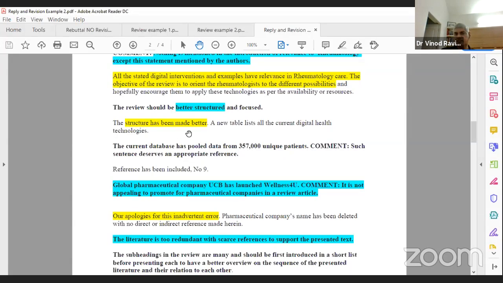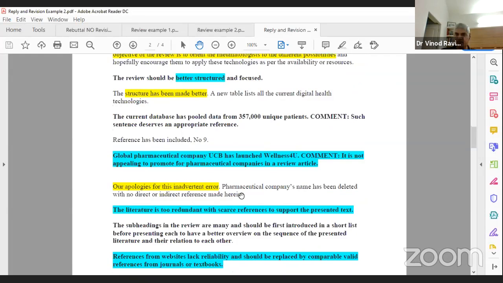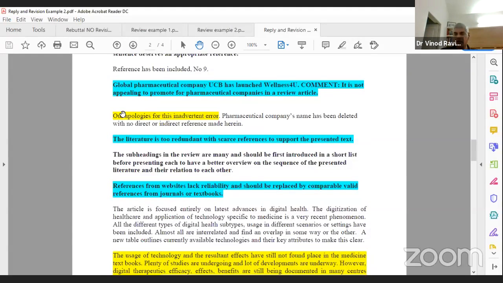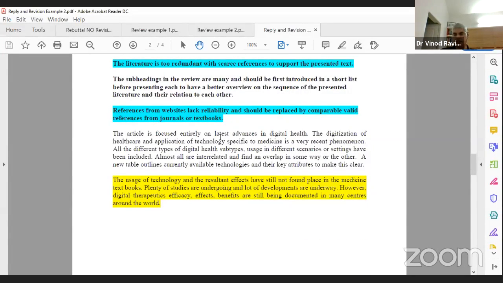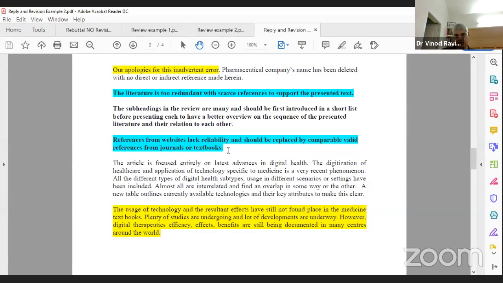For example, the structure has been made better because there was a question about it being better structured. If a mistake has been committed, like you can see, it is not appealing to promote for pharmaceutical companies in a review article. And this was a mistake, so we apologize for this error. So wherever possible, stick to your guns; where it is mandatory that you should change and revise, you should.